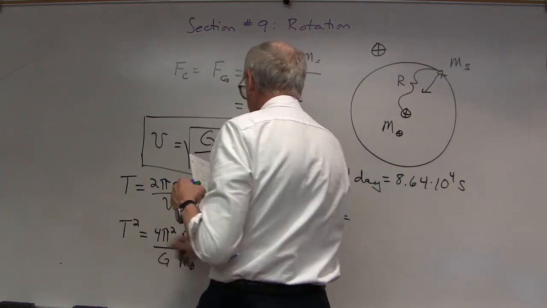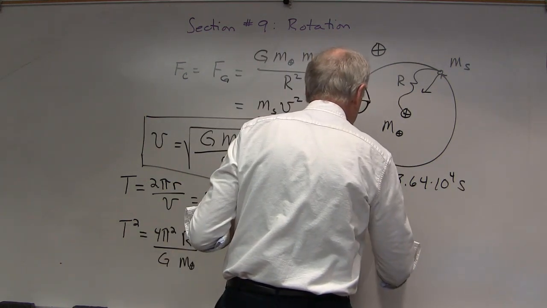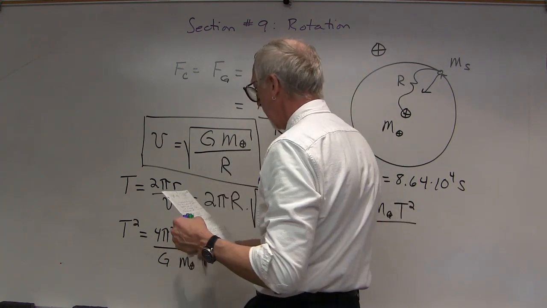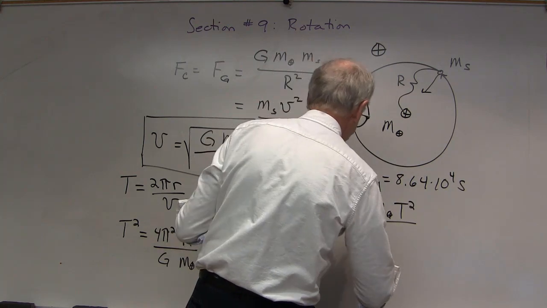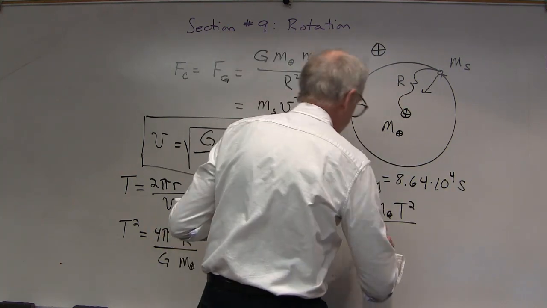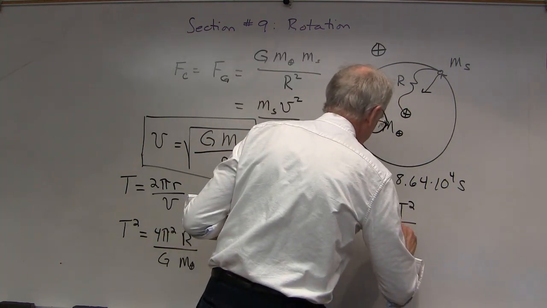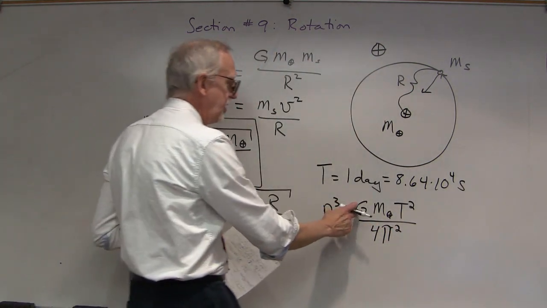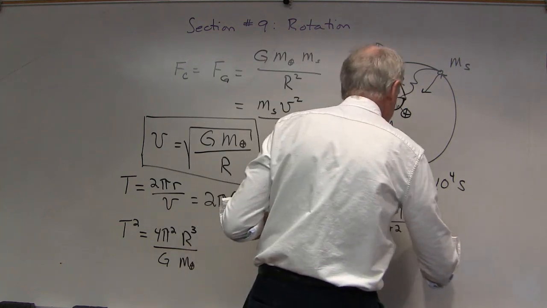G M T squared over 4 pi squared. There we go. There's r cubed. Putting in G and the mass of the Earth, so what do we get?